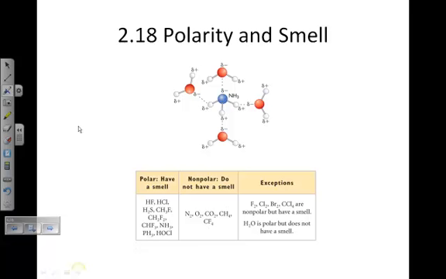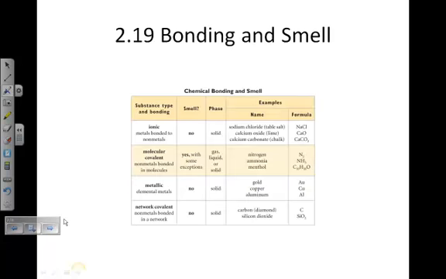In section 2.18, we connect polarity to smell. So we can say that polar molecules have a smell and nonpolar molecules do not. The theory is that the polar molecules have an attraction to the water that's in your body, and so we are able to transport that smell. It kind of sticks to the water in your nasal passages, and we're able to transport that up through the receptor site.